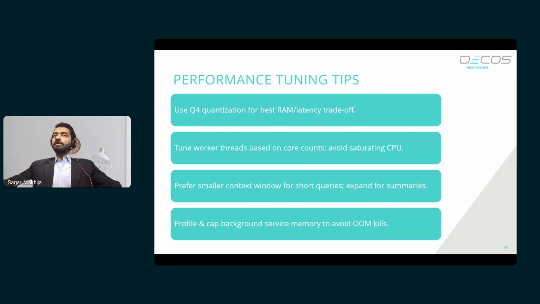As I mentioned in the previous slide, the model's performance is directly linked to your device RAM capacity. Choosing smaller models is key to keeping the experience smooth and responsive. Beyond that, there are a few quick performance tuning tips to get the most out of limited hardware. Tune the worker threads, prefer a smaller context window, cap the background services, and use the caches wisely. Together, these optimizations help maintain stable, real-time AI responses even on mid-range devices.